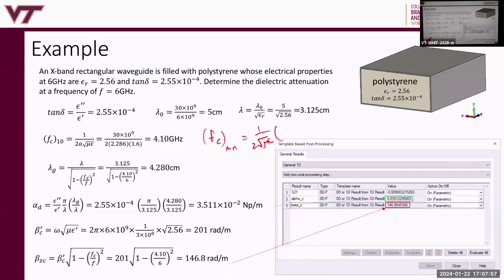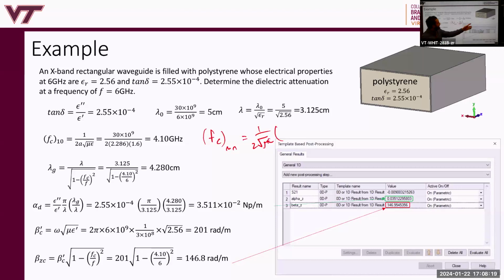Omega squared of mu epsilon prime gives rise to beta, and epsilon double prime gave rise to alpha. And we get 201 radians per meter. The z-directed wave number is beta c times the square root of 1 minus fc over f squared. We know what beta c is from here, 201. Then the square root of 1 minus 4.1 divided by 6, we get 146.